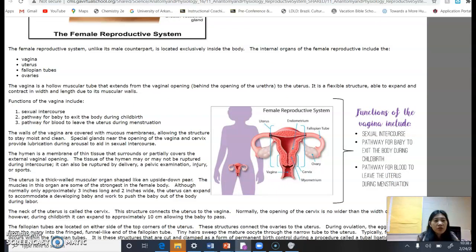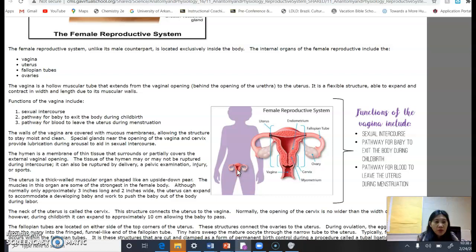The uterus also is a thick-walled muscular organ shaped like an upside-down pear. Look at this one here at this side. The muscles in this organ are some of the strongest in the female body. Do you know why? Because the baby is being formed here, or stays here.